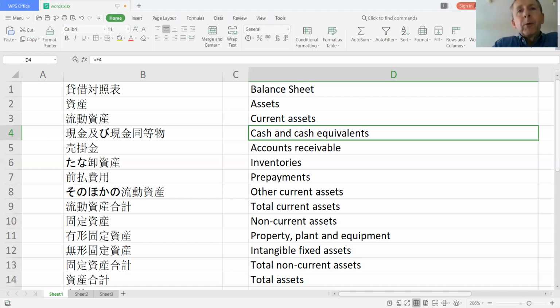And again, we would have a subtotal normally here for total non-current assets, and then we would have a total that we would call total assets. Okay, so that's the asset side of the balance sheet.